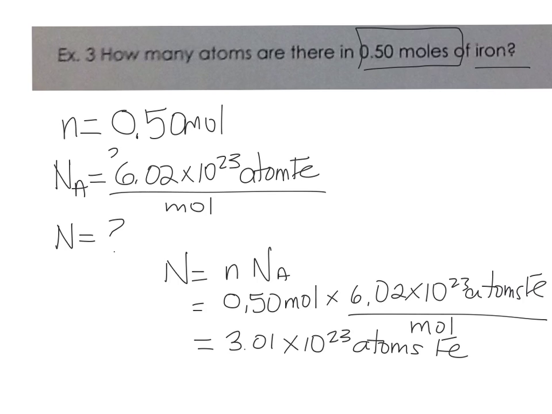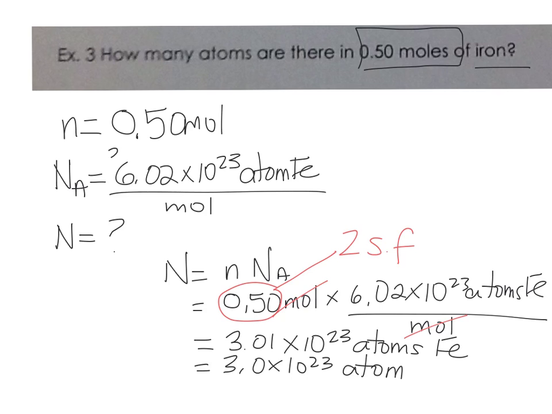Our units mole cancel. One's on the top, one's on the bottom. How many significant digits can you have in your final answer? 2. Because there's 2 here. So 3.0 times 10 to the 23 atoms of Fe.